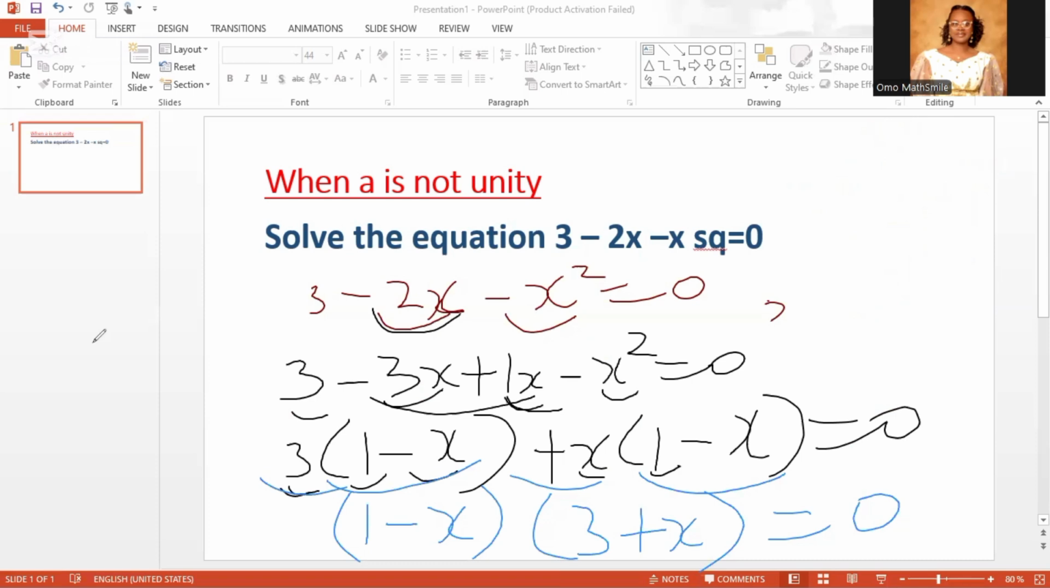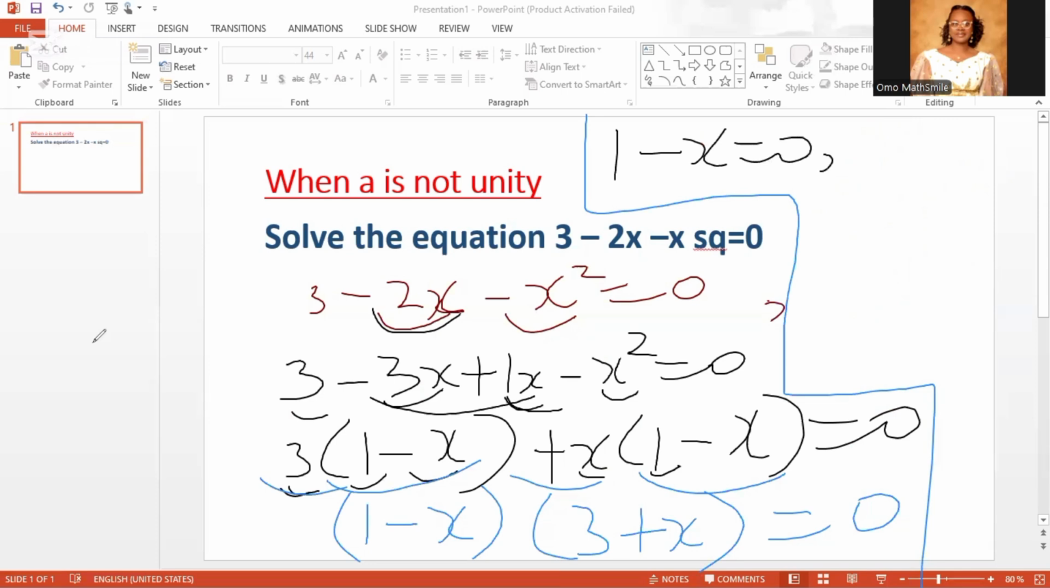So I have 1 minus x equals 0. So minus x equals, transfer plus 1 to meet 0, it returns to minus 1. Minus cancels minus, or you multiply through by minus 1. So x equals 1. That's the value for x, the positive value for x.